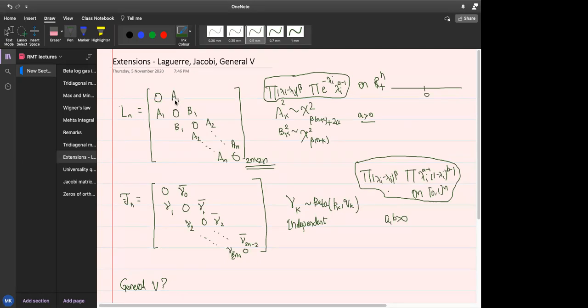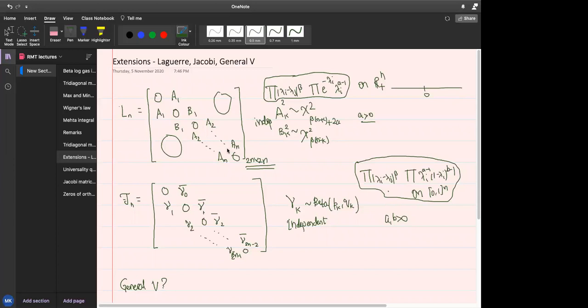It is tridiagonal, with zeros on the diagonal and everywhere else, and on the off diagonal you have a1, b1, a2, b2, up to b(n-1), an. There are n ai's and n minus 1 bi's. These are independent entries, and that is what makes this nice. The ak squared have chi-square distribution with beta times (n minus k plus 2a) degrees of freedom, and bk squared has chi-square distribution with beta times (n minus k) degrees of freedom.